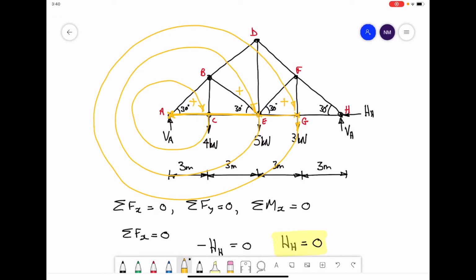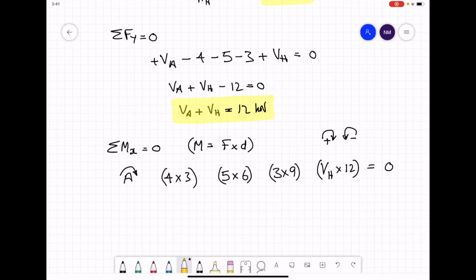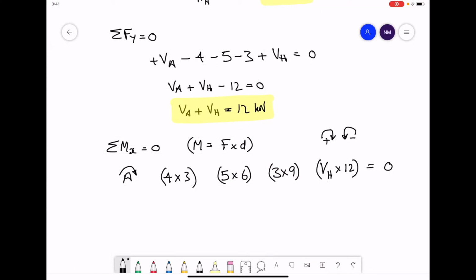The VH, again holding that piece of string at point A, the arrow on VH would want to turn around in an anti-clockwise direction, therefore a negative moment. Updating these values into our equation, plus, plus, plus, minus, then rearranging our equation: 12 plus 30 plus 27 minus 12 VH equals 0.